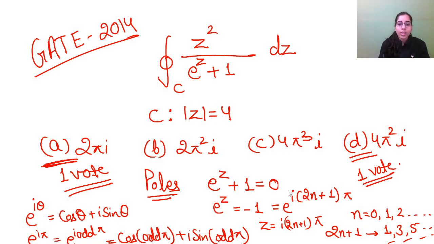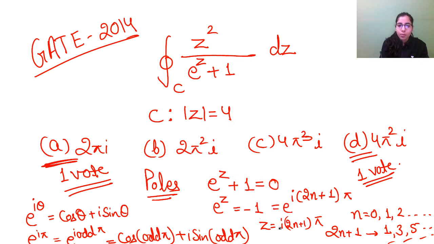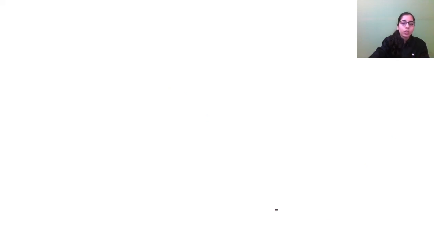So far we have just got to know about the value of z, and how we have reached this point. I have discussed it with you. So what is the pole you are getting? z is equal to iota (2n plus 1) pi. When you put the values of n as 0, 1, 2, 3, you will get z is equal to iota pi, 3 iota pi, 5 iota pi.